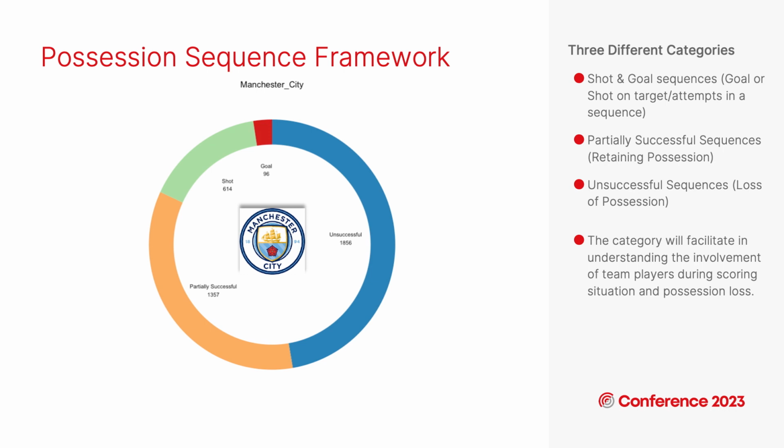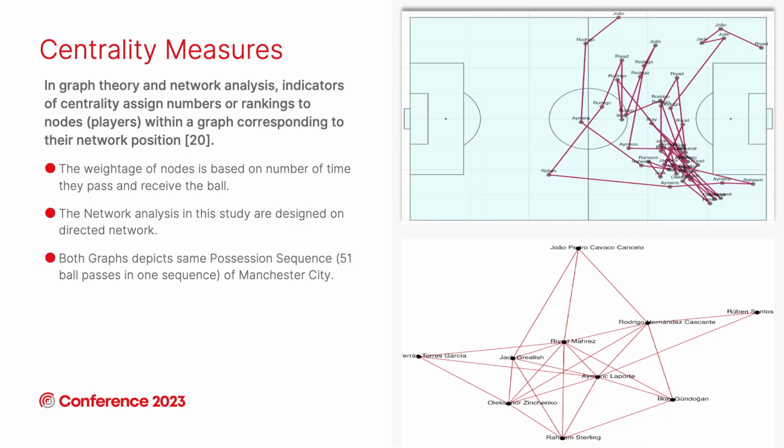Then we created this for all the teams for possession sequences, and then we measured their centrality measures. I hope everyone is familiar with centrality measures, but I can give you a short example here. We know the Manchester City example of a possession sequence. If we look at the graph below, that's the centrality graph. Here, the dots represent the players, and the lines represent how they are weighted. In our study, we created a directed network, but we didn't include the direction in the analysis.